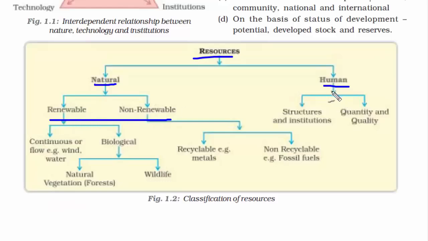Under human resource we have again two things, that is structure and institution and quantity and quality. And under renewable we have one that is biologically renewed, another one is which is nature continuous like wind, water and solar, etc. And under the biological we have two forms, that is wildlife and plants. Similarly, under non-renewable source we have two things, that is recyclable and non-recyclable. So this was the classification of resources.